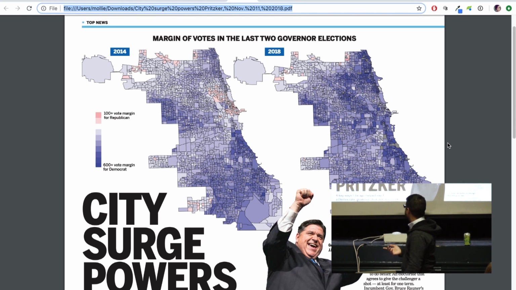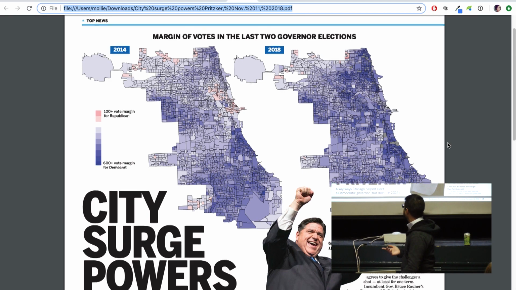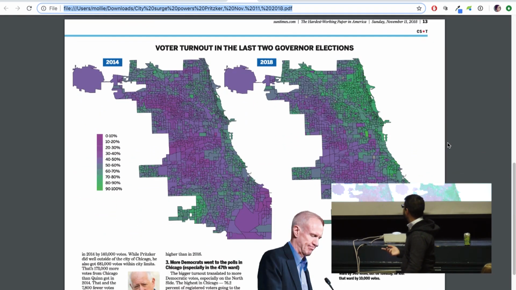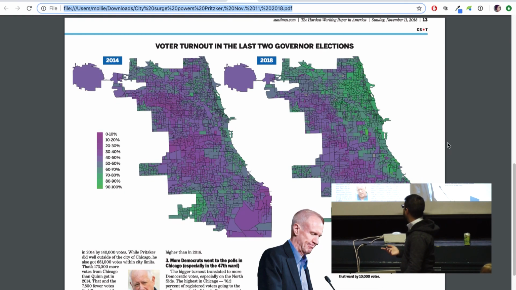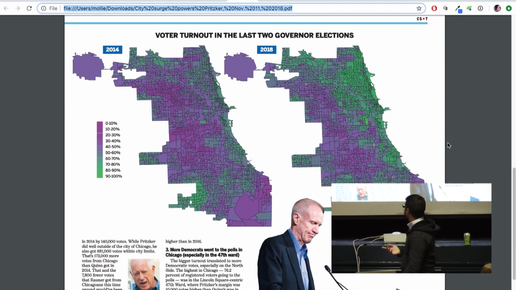So I did two versions. I compared 2018 to 2014 in terms of the vote spread, and then here's the turnout. Green means more people voted in that precinct, so you could really see, without the numbers actually being involved, how much of a difference this year was compared to 4 years ago. Any questions before I go into what cool things other people did and I wish I came up with?